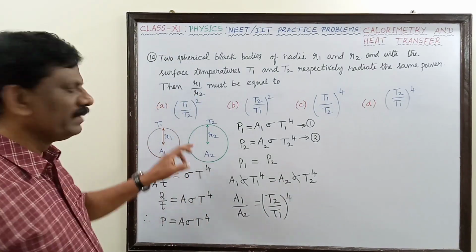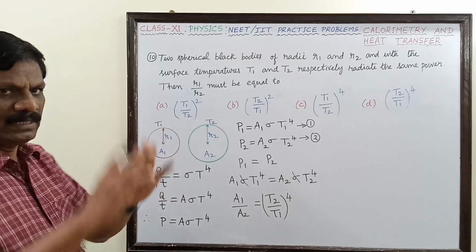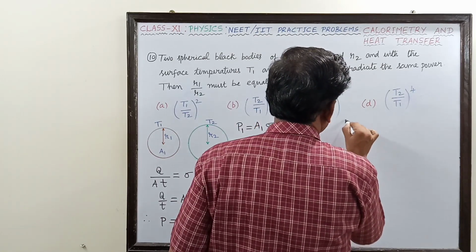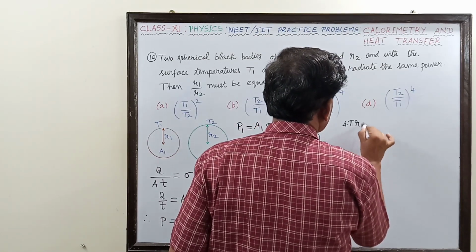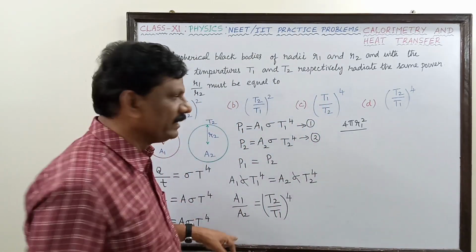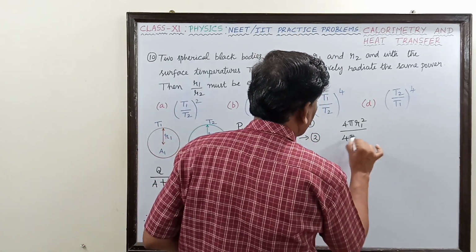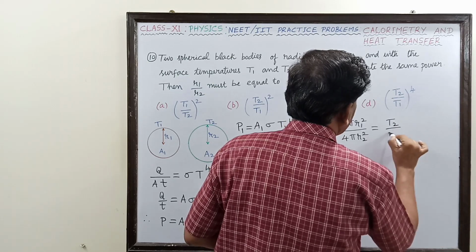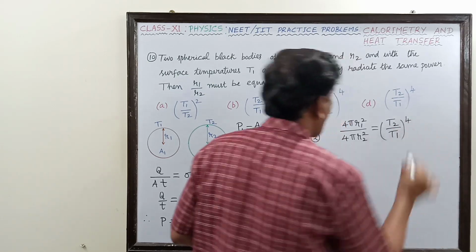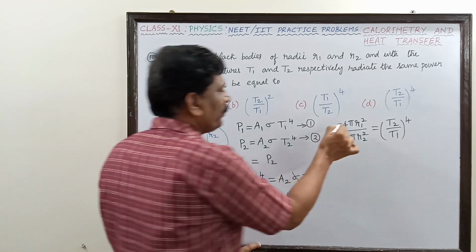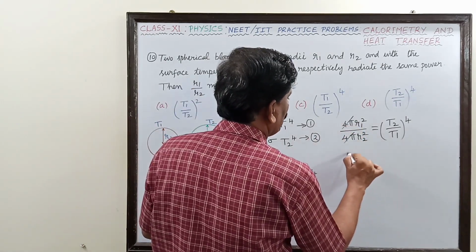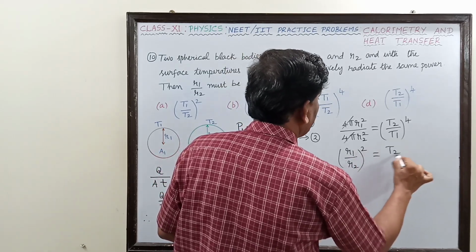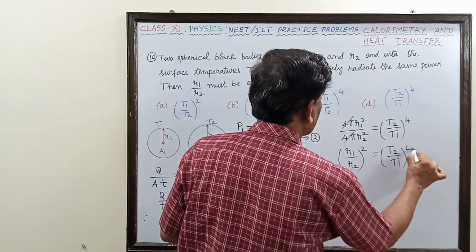Now both are spherical in shape, so the total surface area of the sphere is 4 pi r square. So A1 is equal to 4 pi r1 square divided by A2, which is 4 pi r2 square, and this must be equal to T2 by T1 whole power 4. Now 4 pi and 4 pi get cancelled. Therefore, R1 by R2 the whole square is equal to T2 by T1 whole power 4.